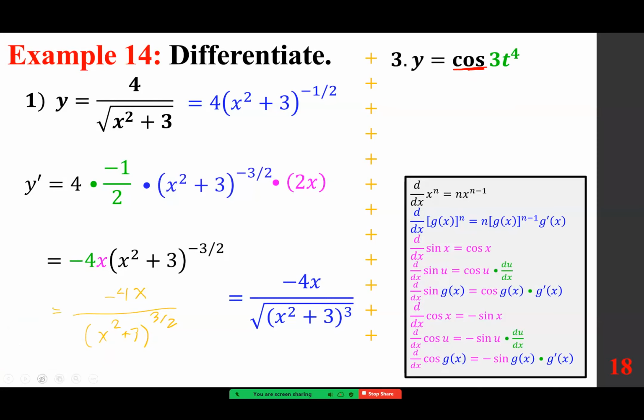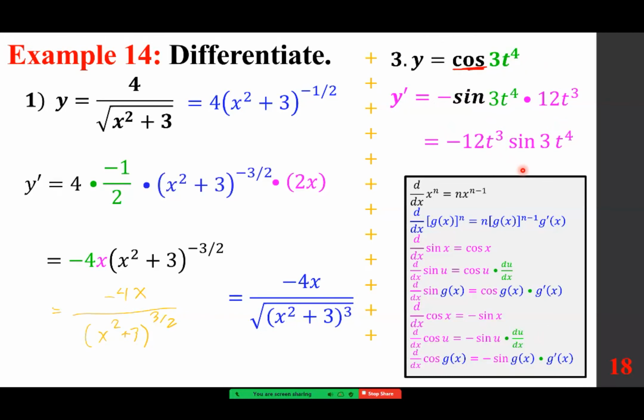That means cosine is the shell function, the outer function, the main function, and the derivative of cosine is negative sine. Okay? But you have to have an argument. So it's the same argument, 3t to the power 4. And then by the chain rule, the derivative of the argument is 12t cubed. In a sense, we are using this one or this one, if you will. Take a look. Minus sine of g of x, g prime of x, and you put the 12t cubed in front, becomes negative 12t cubed sine of 3t to the power of 4 as the final answer.